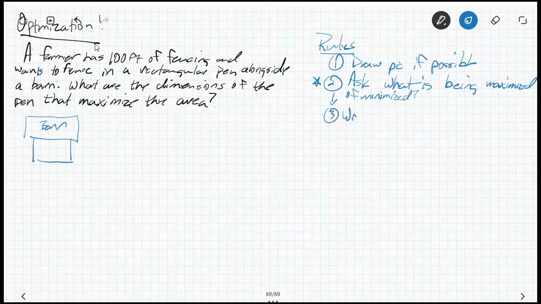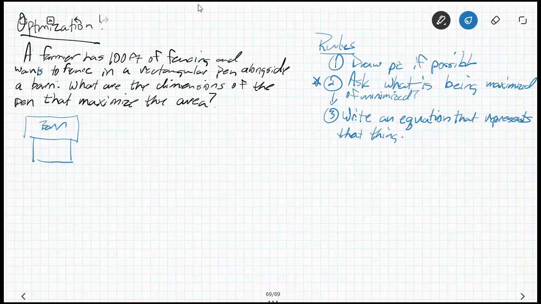All right, write an equation. Now notice it's not a function. I'm not saying it's a function. Write an equation that represents that quantity. That quantity is the wrong word, but that thing, right? So you do 2 and 3 in combination. A farmer has 100 feet of fencing, wants to fence in a rectangle. What are the dimensions of the pen that maximize area? Ask yourself what is being maximized in this case, or minimized. Maximize area. Write an equation.